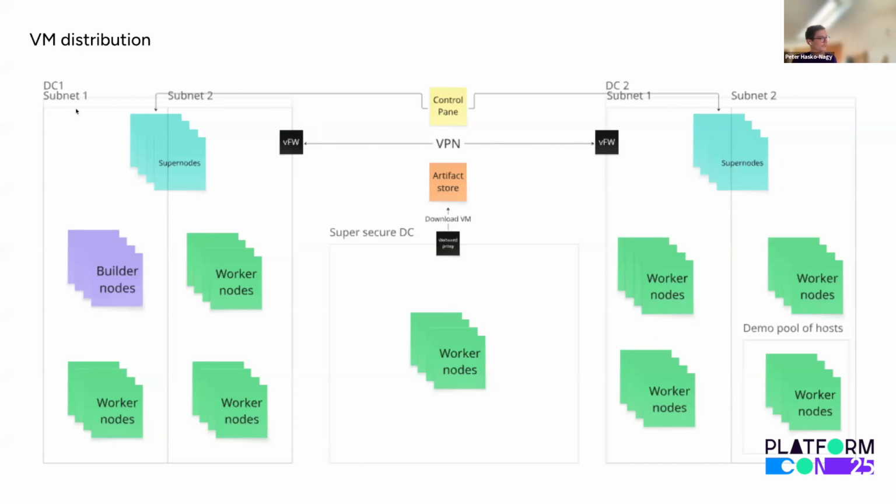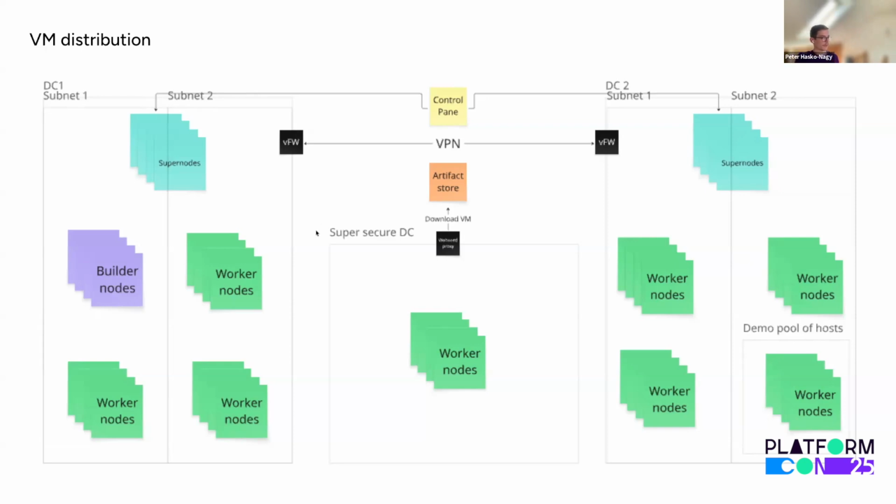And in the subnets, in the DCs, we have these supernodes, which are just very beefy seed servers, basically. And they have a leg in every subnet. So basically, a supernode can see every other host within a data center. And the worker nodes are organized into pools, as I was mentioning.